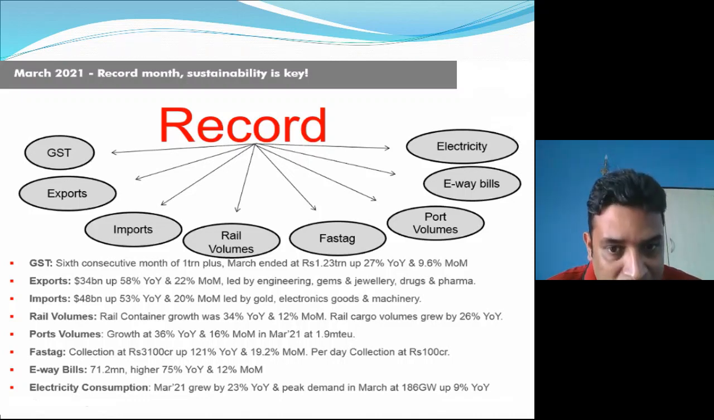Now, GST collection in the month of March is the highest ever, 1.2 trillion. And if you see the data of export, import, rail, and every data point, we have seen huge growth vis-a-vis the last 1 year time frame, and some data points are in fact record highs.